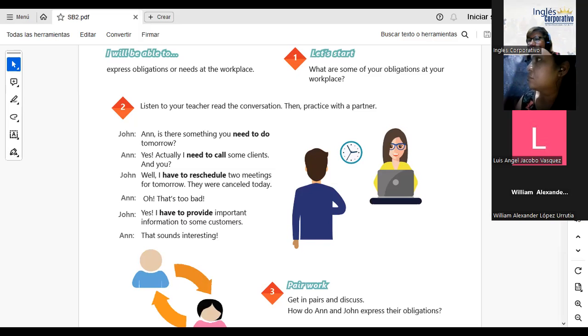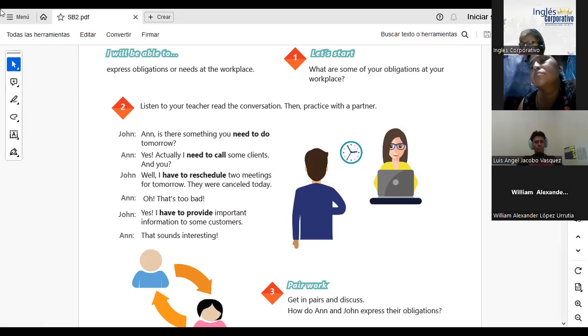Eleven students participating. Let me see. 1, 2, 3, 4, 5, 6, 7, 8, 9, 10, 11. Wait. I'm going to call the attendance for some people. Voy a volver a llamar a las personas que me están participando para ver si todas están, porque necesito saber si me van a participar en esto.